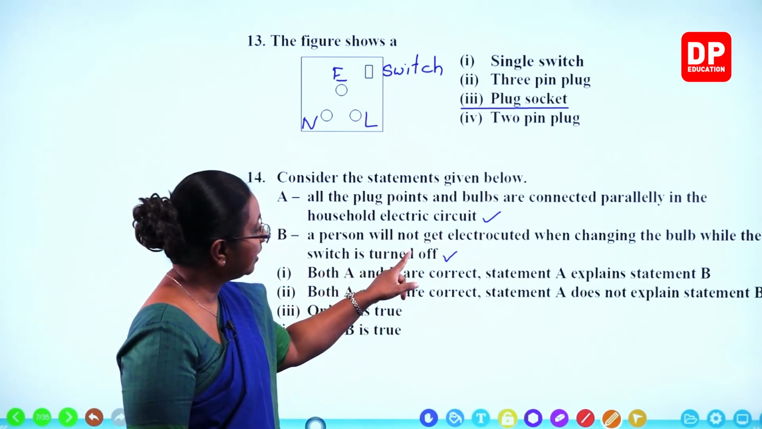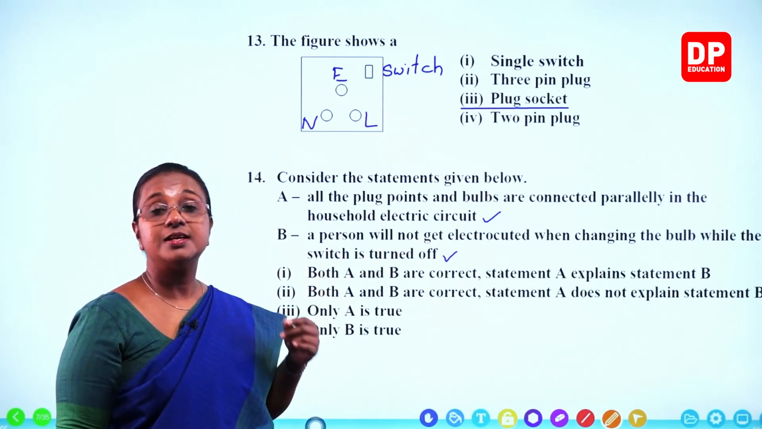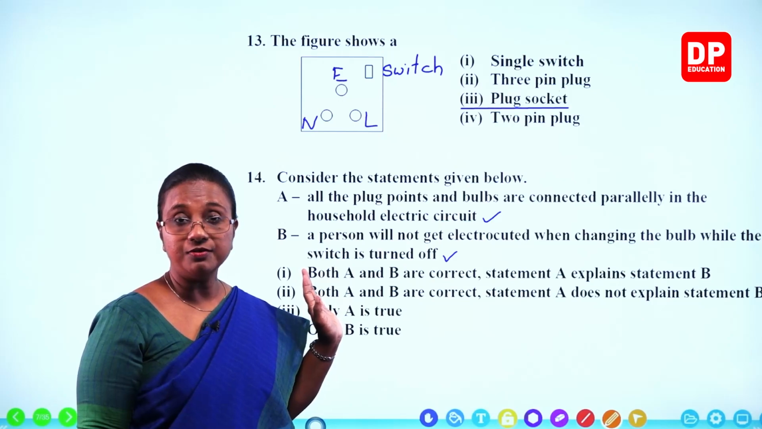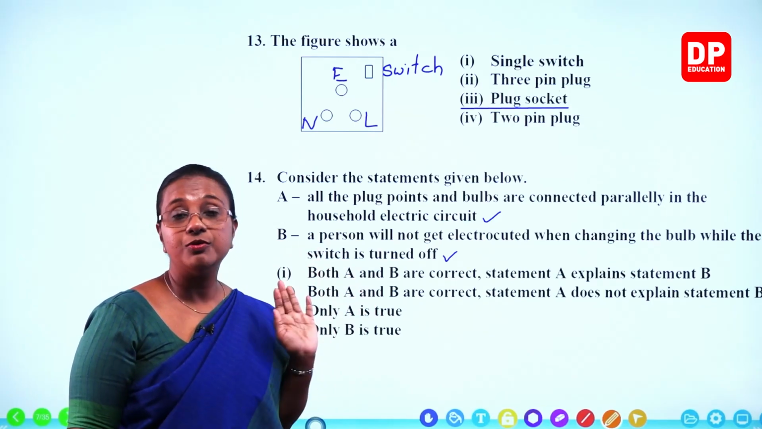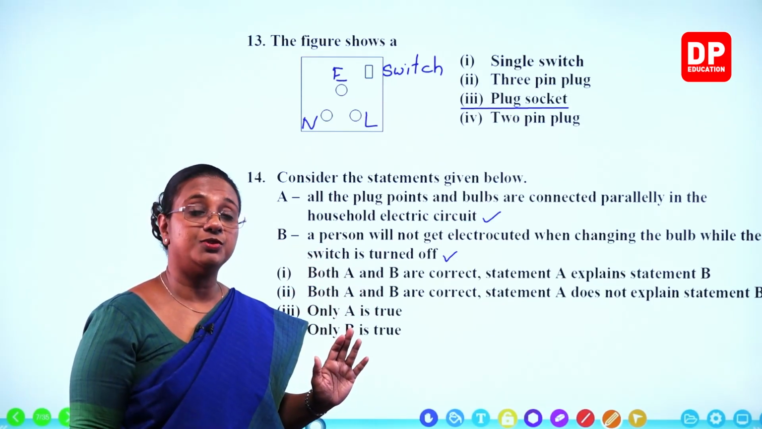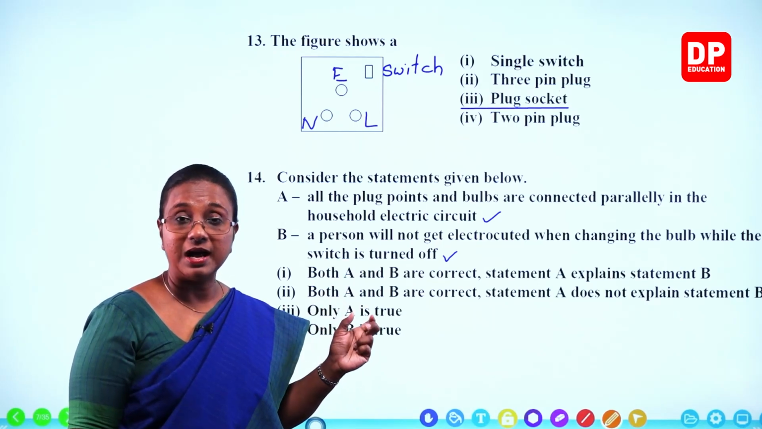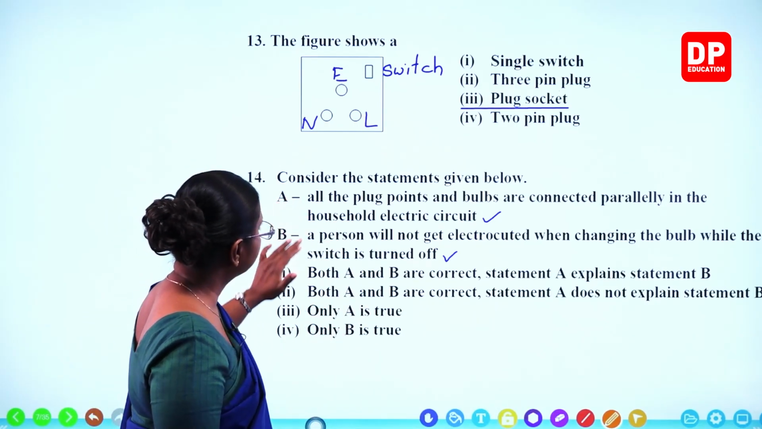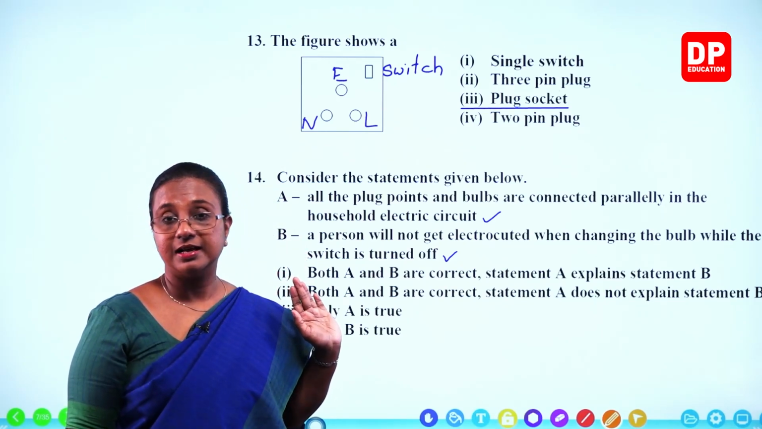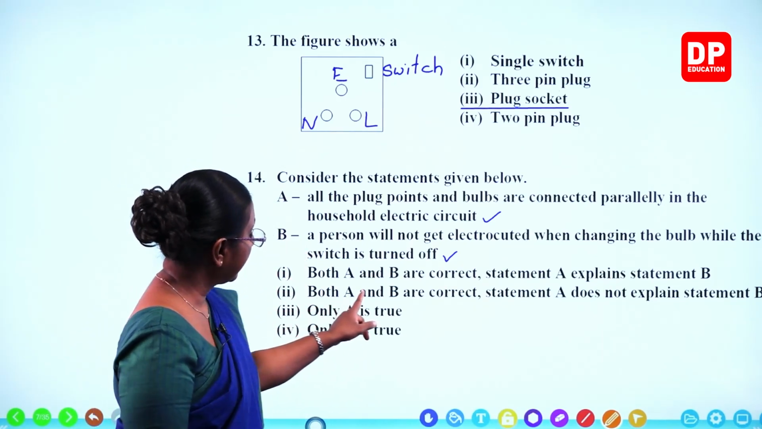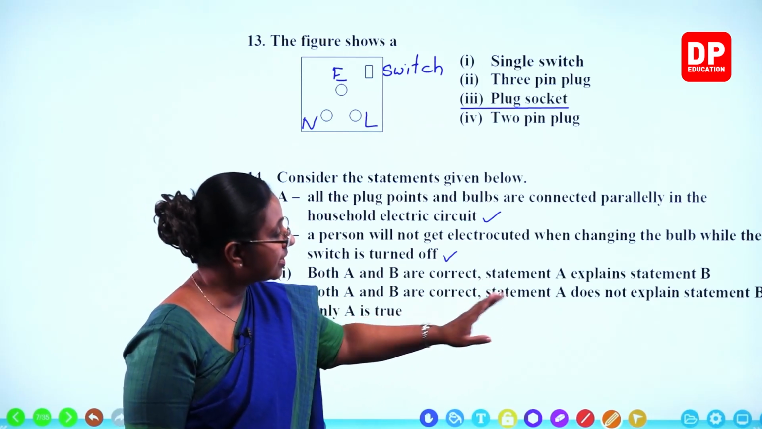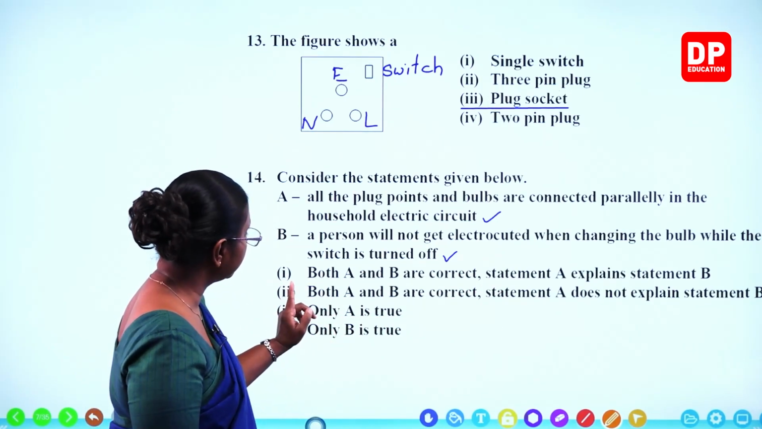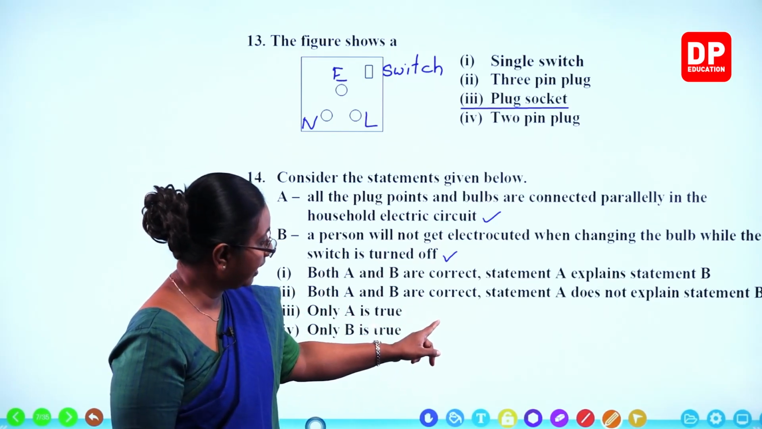But this one is because the switch is connected to the live wire only. Power supply will be cut off, and therefore there will be no electric shock or no electrocution if you change the bulb while the switch is turned off. So, first statement does not explain the second statement. So, both A and B are correct. Statement A explains statement B. That is not correct.